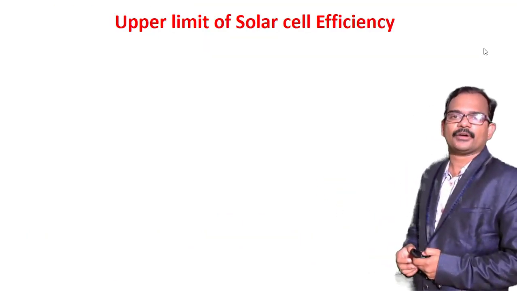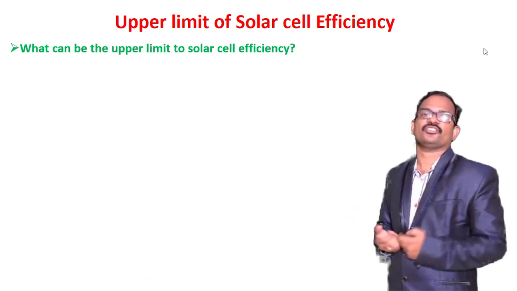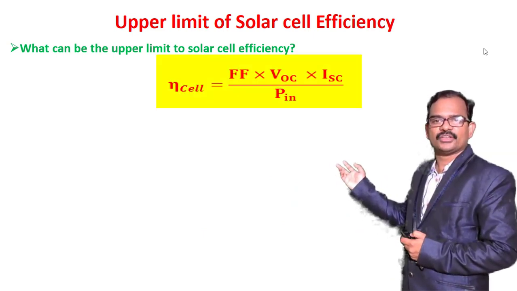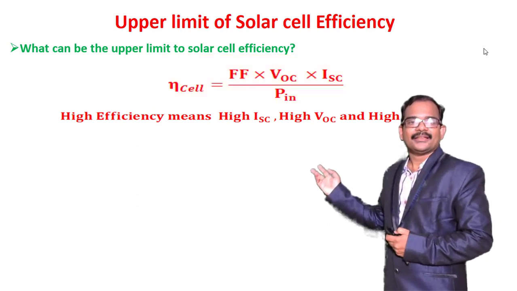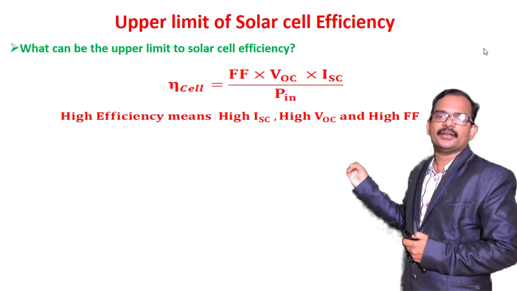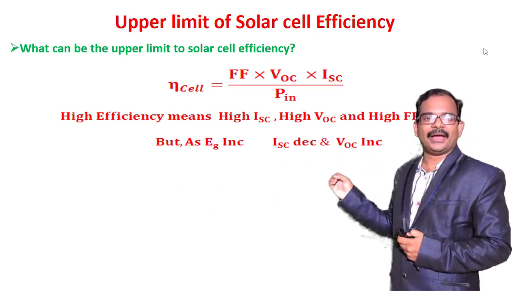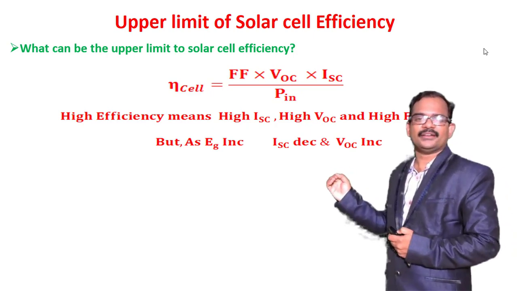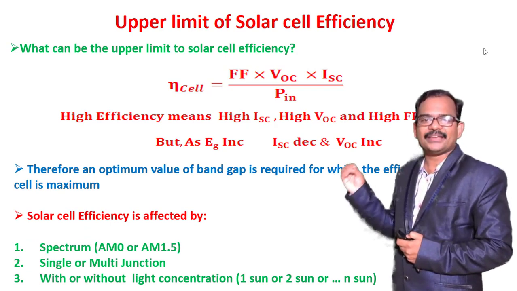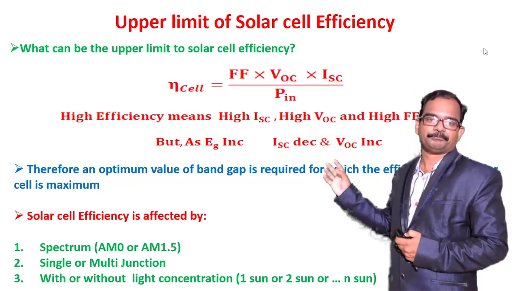So what is the upper limit of solar cell efficiency? The solar cell efficiency will be given by fill factor into VOC into ISC by P input. High efficiency means high short circuit current, high open circuit voltage and high fill factor. But there is a contradiction which we have already seen. As the band gap is increasing, the short circuit current is decreasing and open circuit voltage is increasing. Therefore, an optimum value of band gap is required for which the efficiency of the solar cell is maximum.